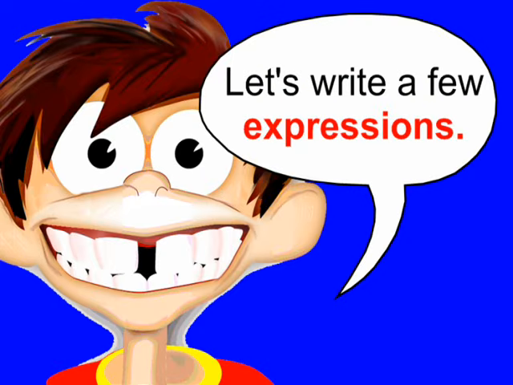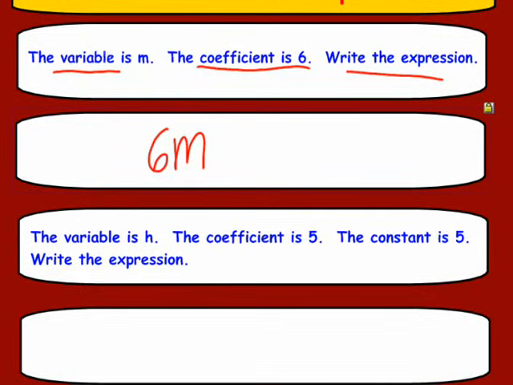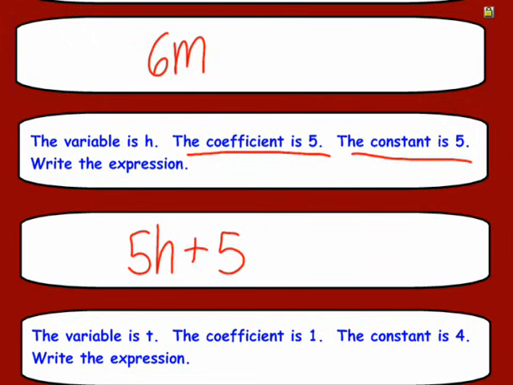So let's write a few expressions. Let's practice using some of the terminology that we just learned. The variable is m. Okay, there's our variable m. The coefficient is 6. The 6 goes right in front of the variable. Write the expression. Well, there you go. 6m would be your expression for that first example. Let's look at the next one. The variable is h. The coefficient is 5. The constant is 5. Write the expression. So that would be 5h plus 5.